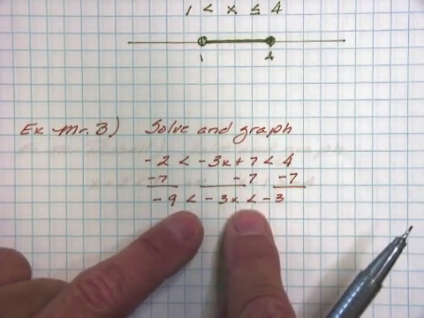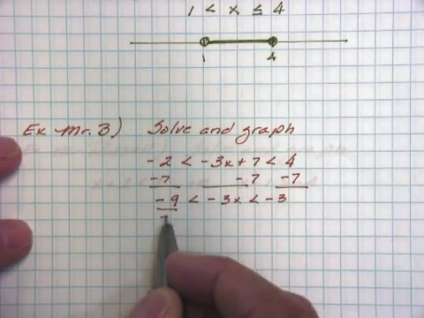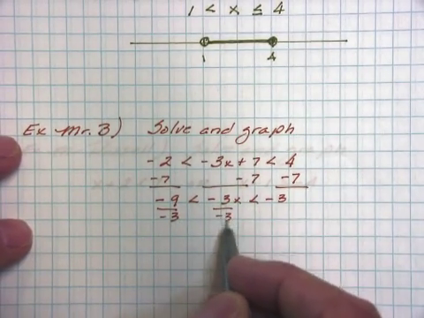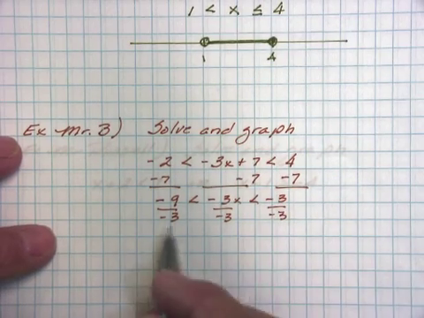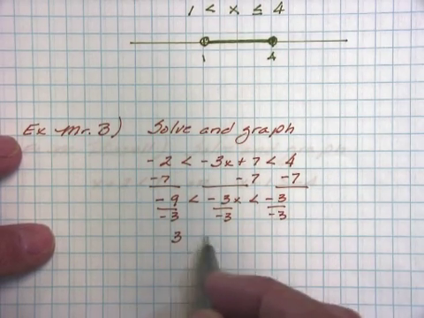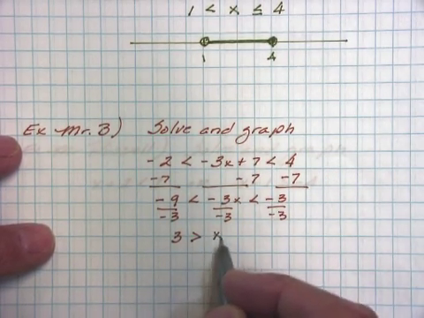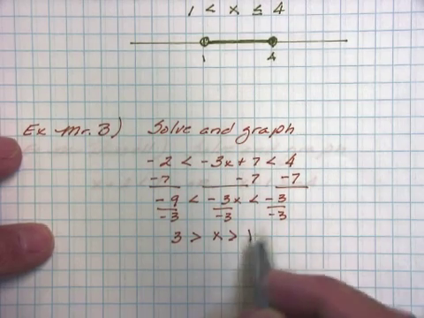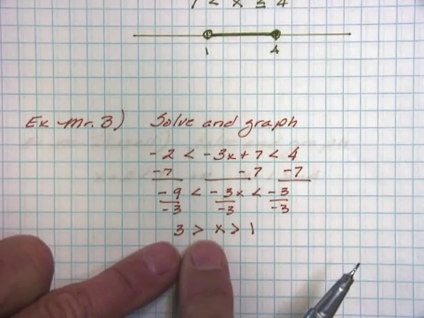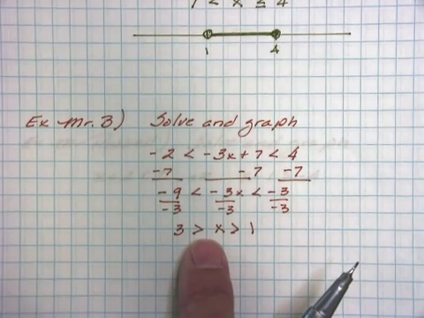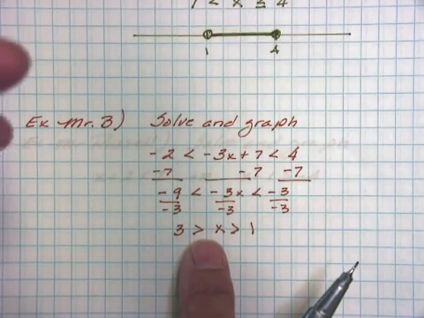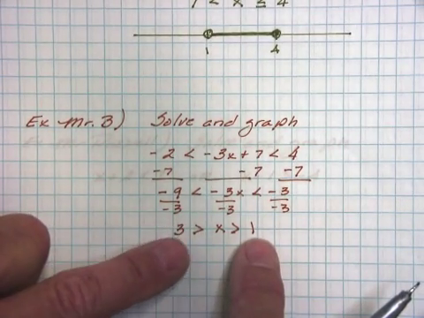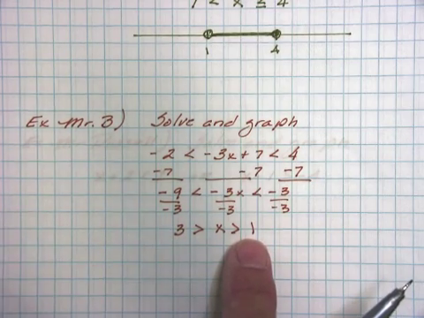Now, I'm already thinking ahead because I see that negative 3. When I divide by negative 3, I have to change the direction of both of the inequality symbols. So we're going to divide everything by negative 3. And I get 3 is greater than x is greater than 1. Notice how everything switched on the inequalities.